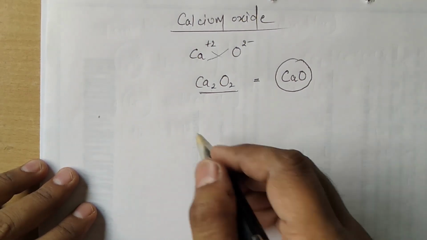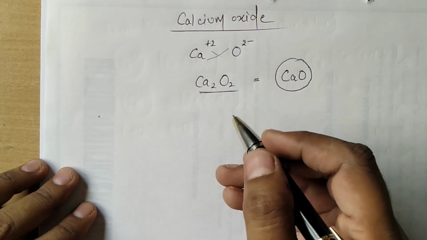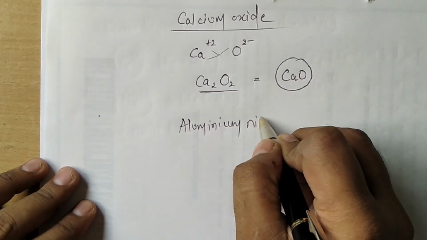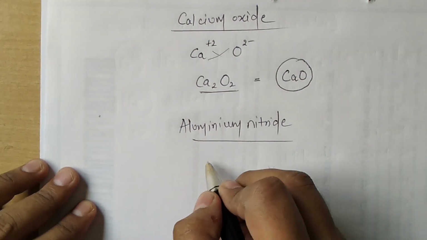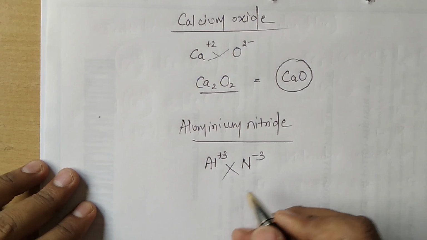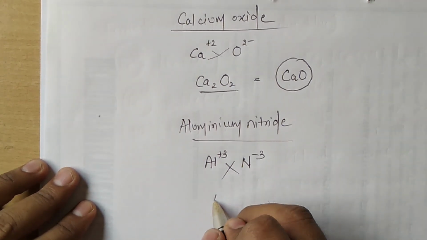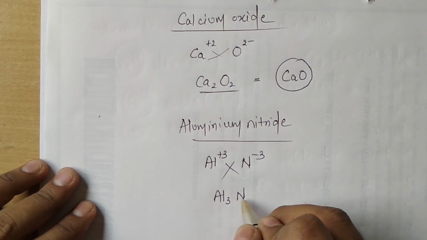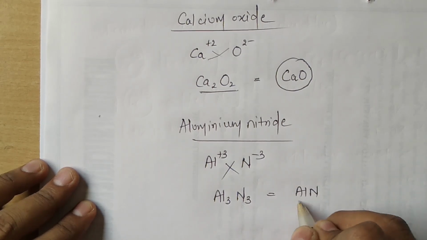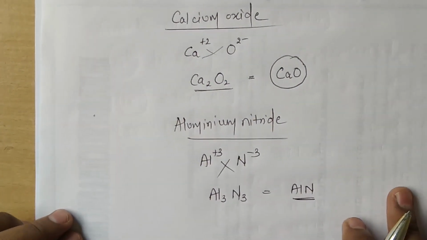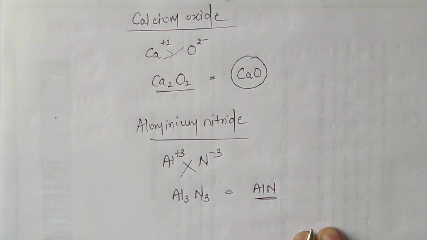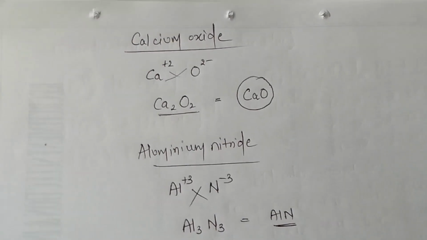Similarly, we can take another example, aluminum nitride. Al is plus 3, N is minus 3. Do the crisscross or balance the charge, whatever you do, it will come out to be Al3N3. Take the LCM, the least common factor is 3, so it will be written as AlN. Is that clear? Okay, so in totality we have finished with the formation of molecular formula by using the radicals. Alright, now we switch to the next part.